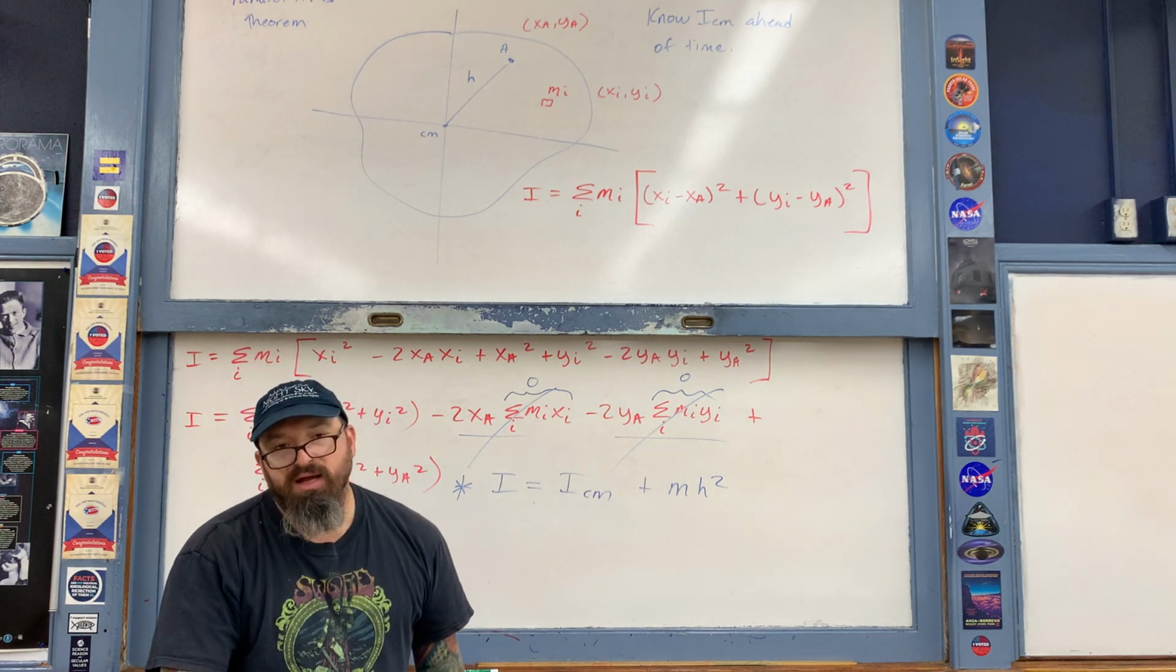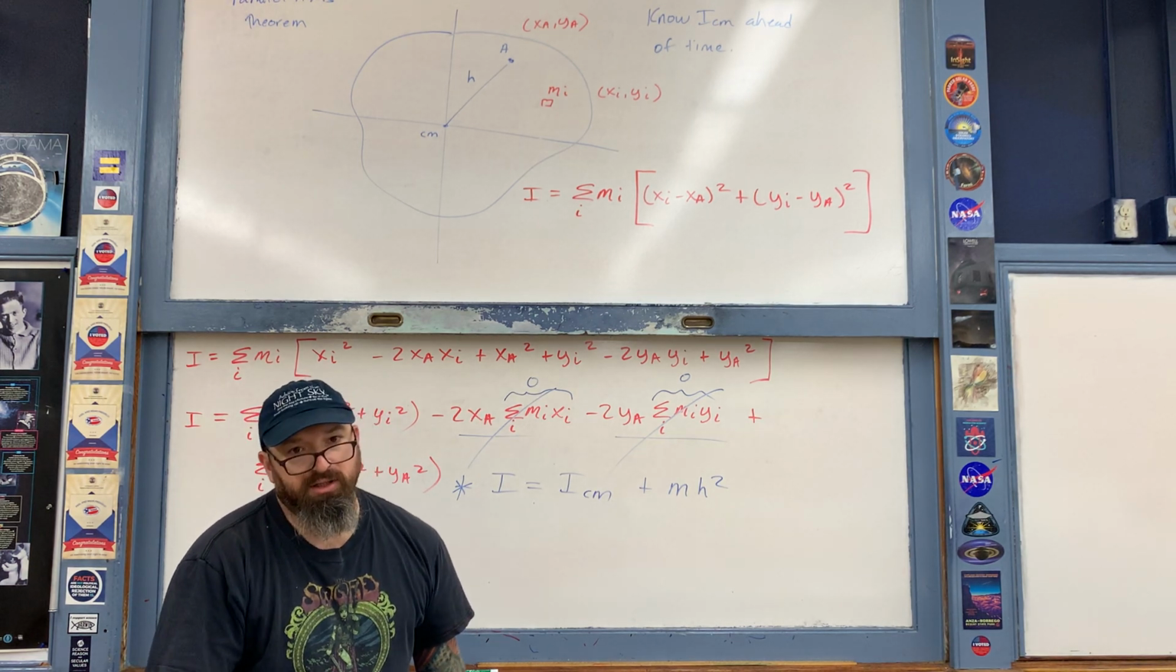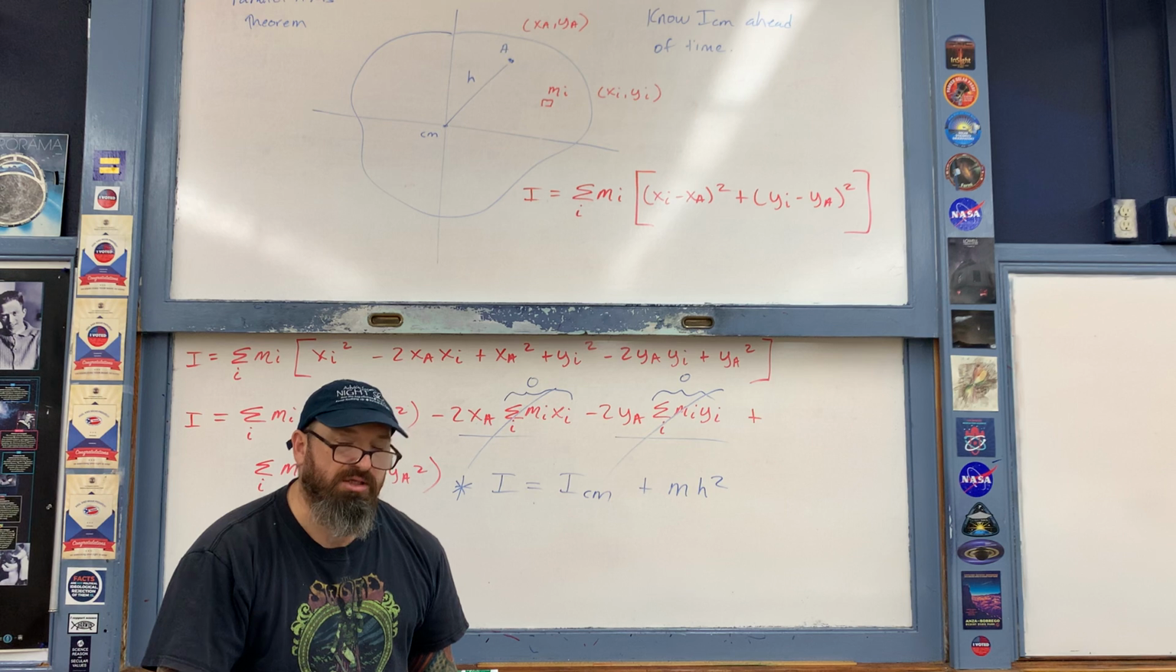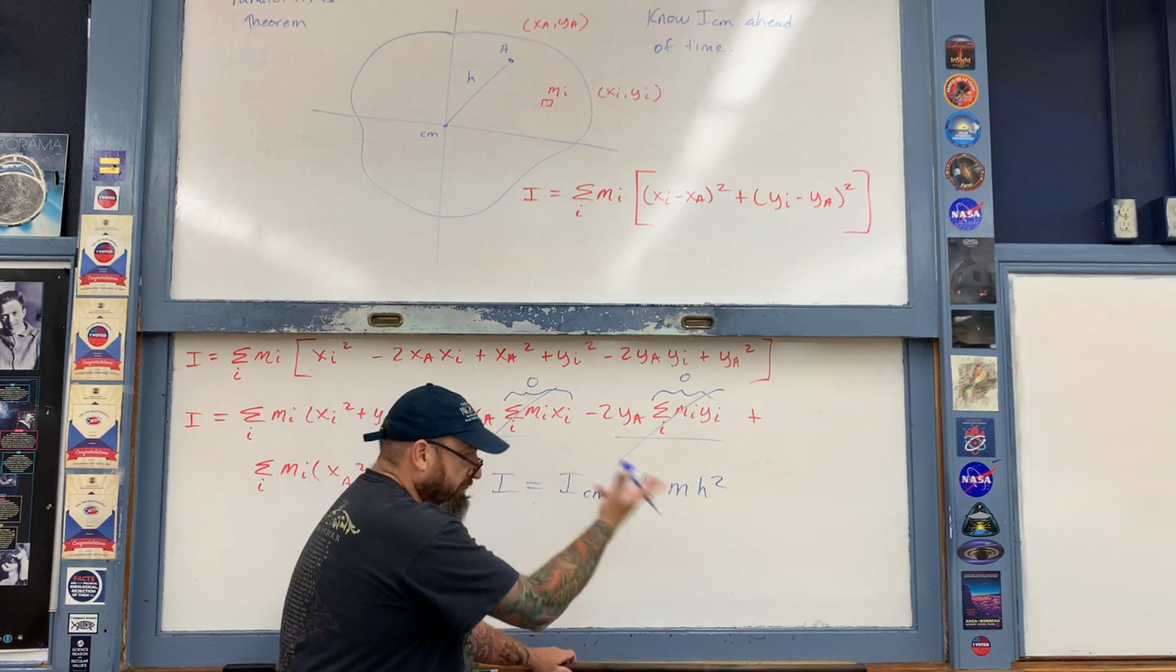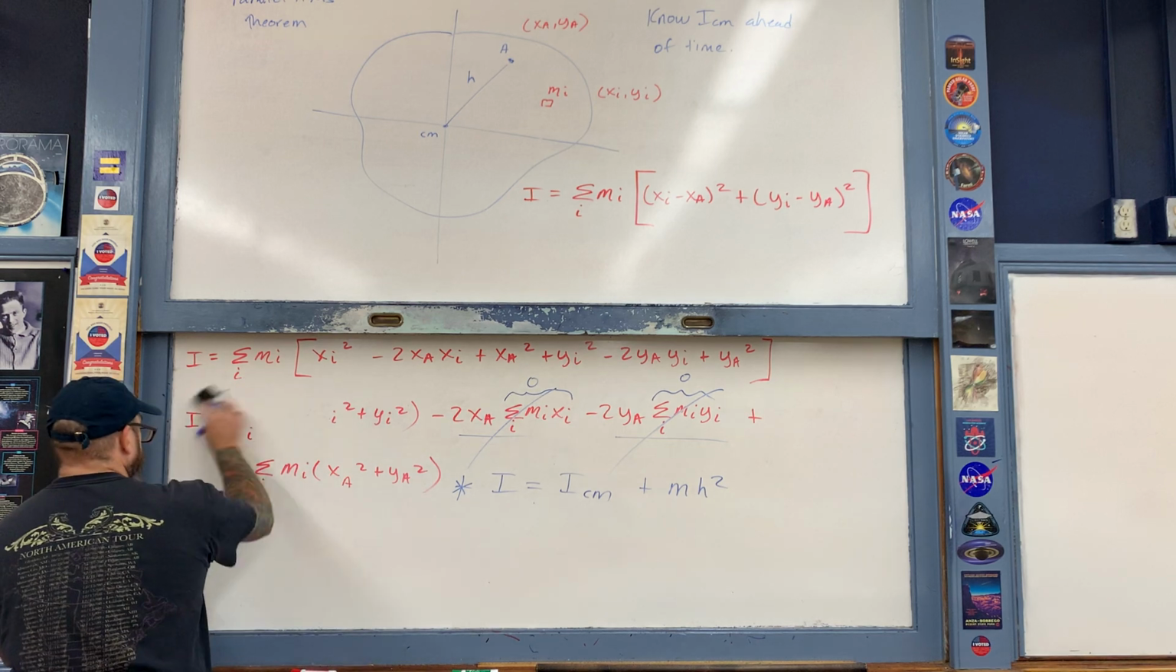So as you can see, deriving it's a little tricky, but using it is actually really easy. So let's go ahead and take a look at two specific examples of the use of parallel axis theorem. I'm going to go ahead and erase the board in order to do so.